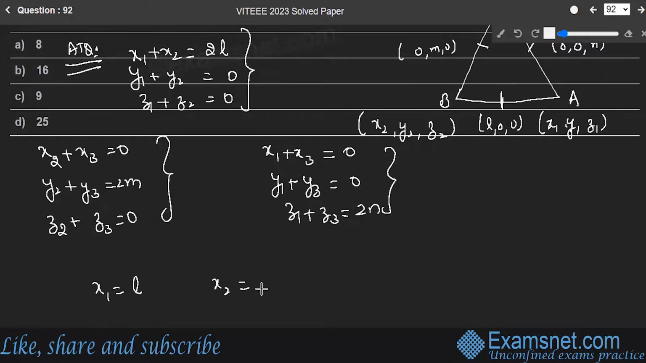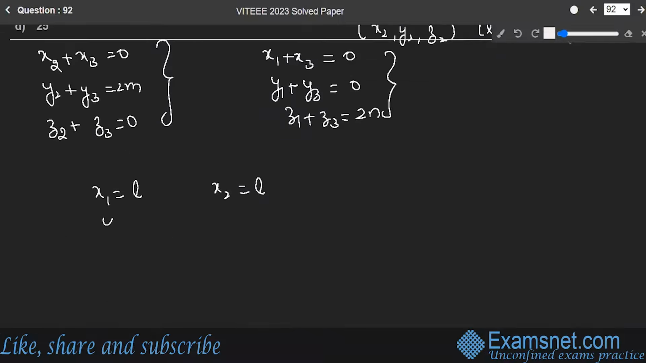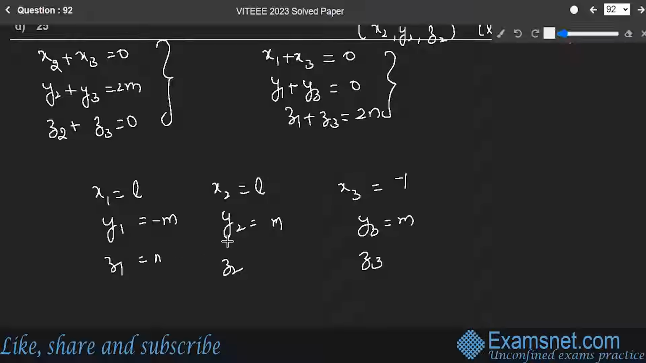x2 as L, x3 will be minus L. Okay, y1 is equal to minus M, y2 will be equal to M, and y3 also M. Similarly, z1, z2, and z3: z1 is N, z2 will come out to be minus N, and z3 will be N again.